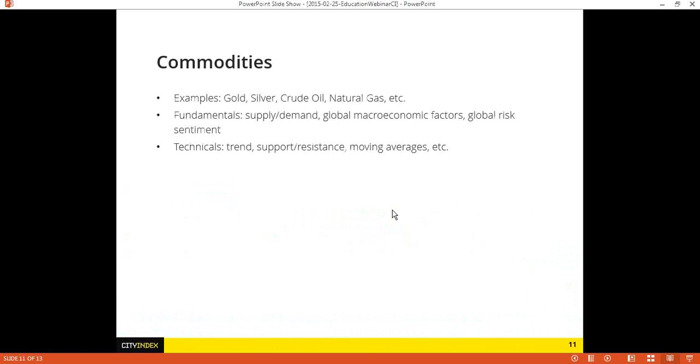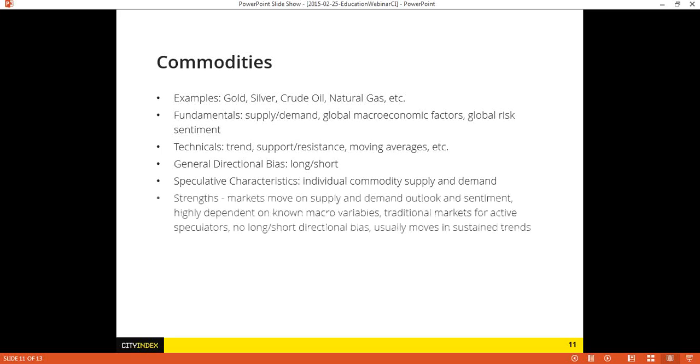So that being said, the technicals do work on commodities, but for me, not as much so. General directional bias could be long or short. Okay, there is no general long bias on commodities. What are the speculative characteristics? Again, individual commodity supply and demand. The strengths are that markets move on supply and demand, outlook and sentiment, and are highly dependent on known macro variables. They're the traditional markets for active speculators.